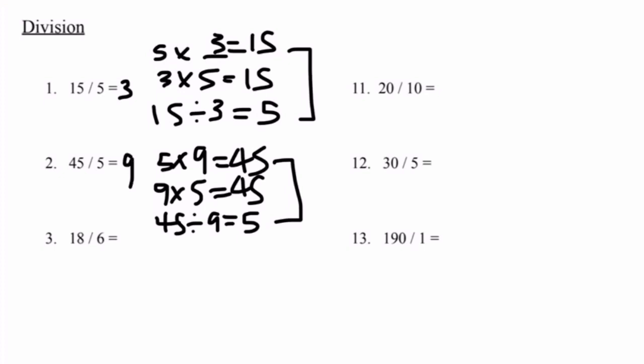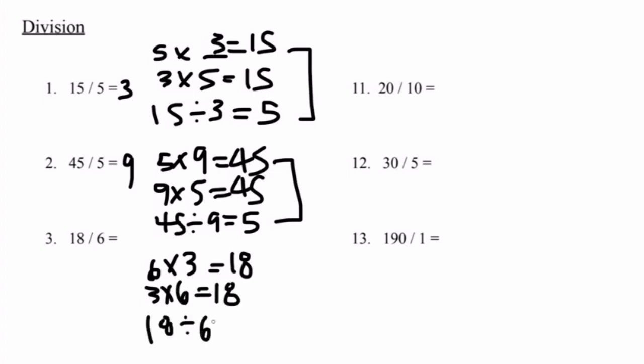Number 3, 18 divided by 6. We know that 6 times 3 equals 18, 3 times 6 also equals 18, and 18 divided by 6 equals 3. Therefore, 18 divided by 6 is equal to 3 because all these equations are interrelated by their factors.